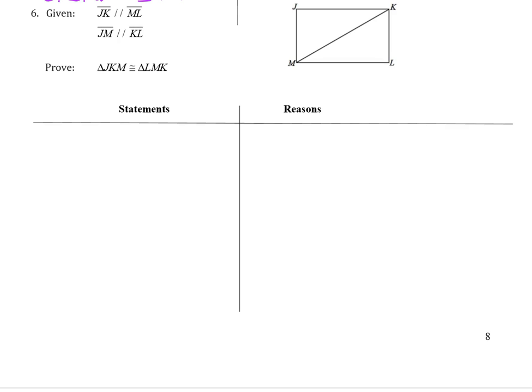All right, last example here. I've got JK parallel to ML, and I've got JM parallel to KL. So I've marked them in my pictures with those arrows. And I want to prove that JKM, this triangle, is congruent to LMK.